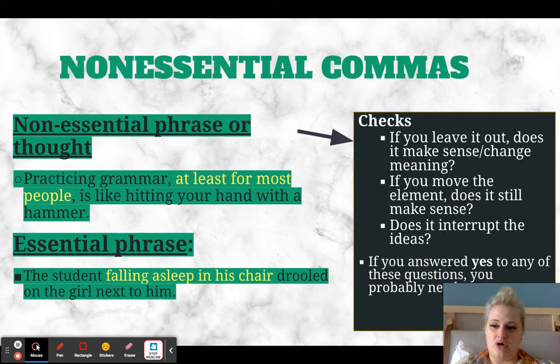The essential phrase below, the student falling asleep in his chair drooled on the girl next to him, right? You kind of need that, it's not an interrupter because you need that. Otherwise, it would just be the student drooled on the girl next to him. You need that context that he's falling asleep and he's not just creepy. I don't know. All right.